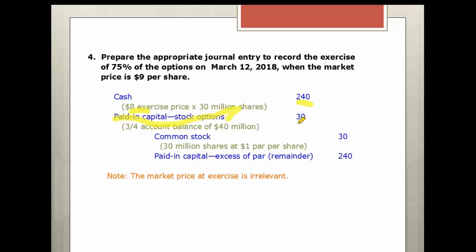The company has a debit to paid-in capital of $30 million. And over here, we then increase common stock by the par value. The remainder is going to paid-in capital in excess of par. And you notice this, very important, is the market price is irrelevant. It's irrelevant in terms of the calculation, but it's relevant from the perspective that the only reason that someone would exercise the option is because the market value has gone beyond the strike price in the option.